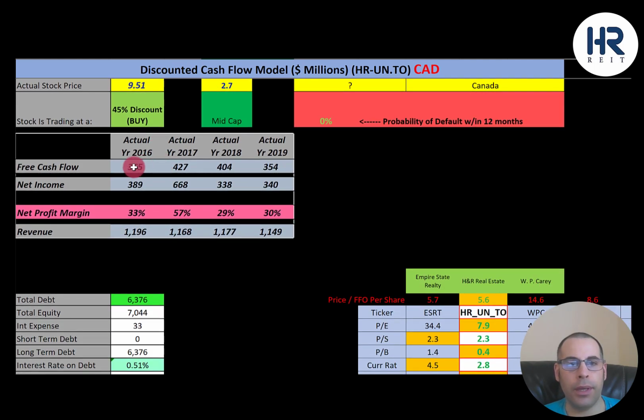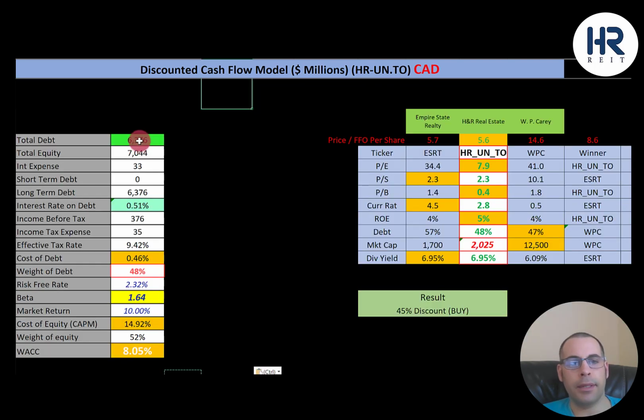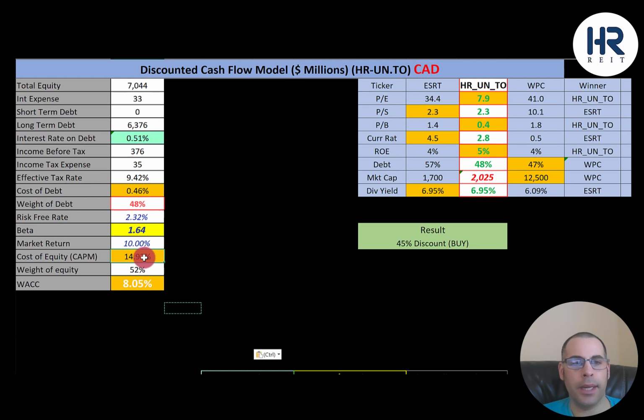Their financials look really good. All their numbers are positive and consistent. Their revenue doesn't seem to be growing, but it's not falling too much either. They have $6.4 billion of debt. The cost of debt is only 0.5%. The cost of equity is 14.9%. And their beta is 1.64.